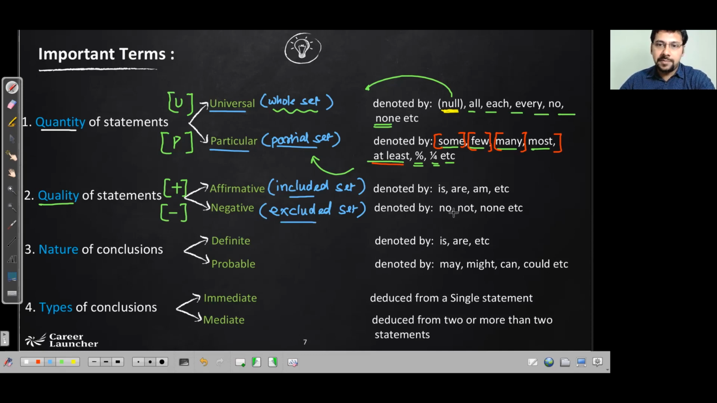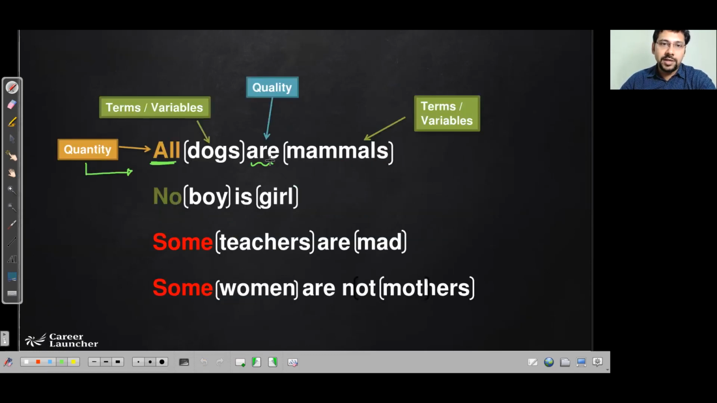Now, how do we recognize them? I think it's very simple. Just look for no, not, none. When you see these words, it automatically means a negative quality. Otherwise, whenever you see positive terms like is, are, am, an affirmative declaration, it always tells you that the set is included. Now, again, for these quantities, for example, all dogs are mammals, the quality is positive. I say no boy is a girl, definitely the quality is reflected by the no, and therefore it's a negative. Similarly, here the not is a negative.